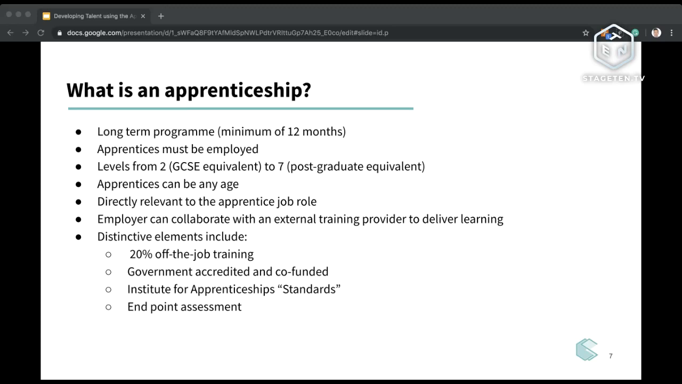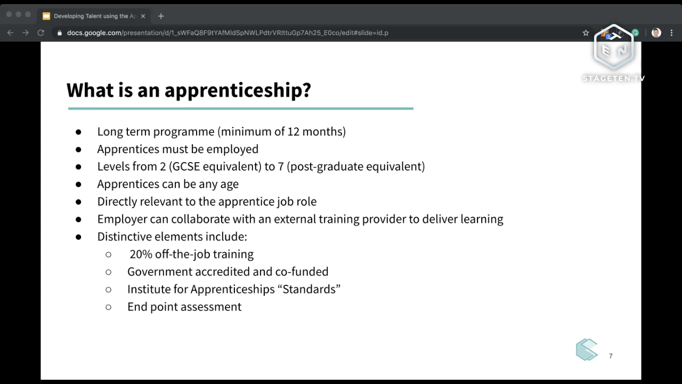The Institute for Apprenticeships defines the standards, and standards are, if you think of those cooking shows where the different chefs are given the same ingredients and they make a whole range of different recipes and different meals from those ingredients, the standard is like the list of ingredients. The apprenticeship looks different depending on which employer, which provider, but it must contain the ingredients, the elements that are set out in the standards.